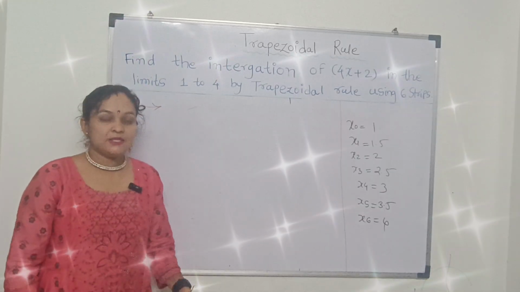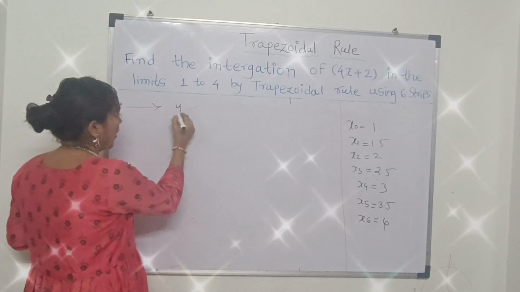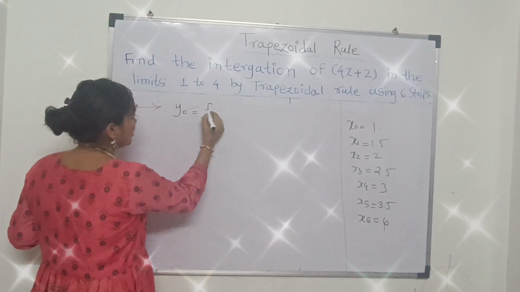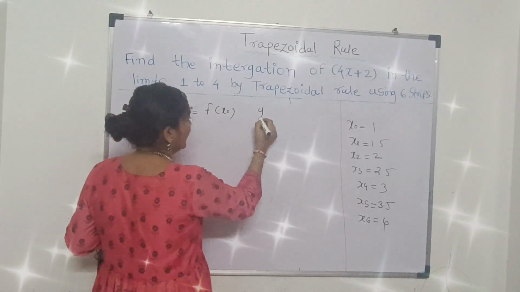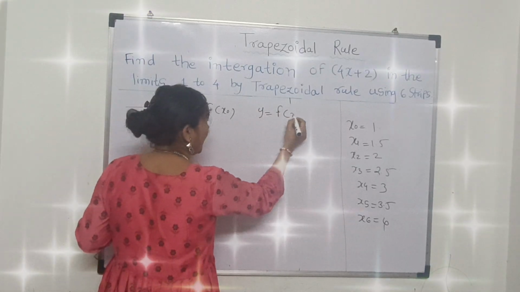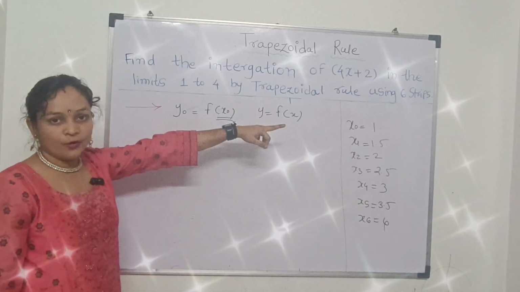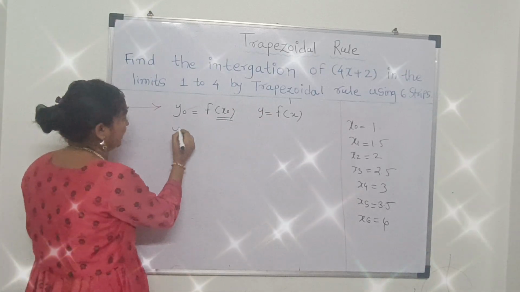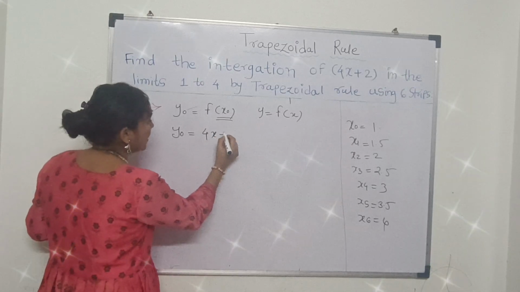Now let us start the calculation of y. y0 is a function of x0, which means y is a function of x. The function of x is 4x plus 2. So you can take y0 equal to 4x plus 2.